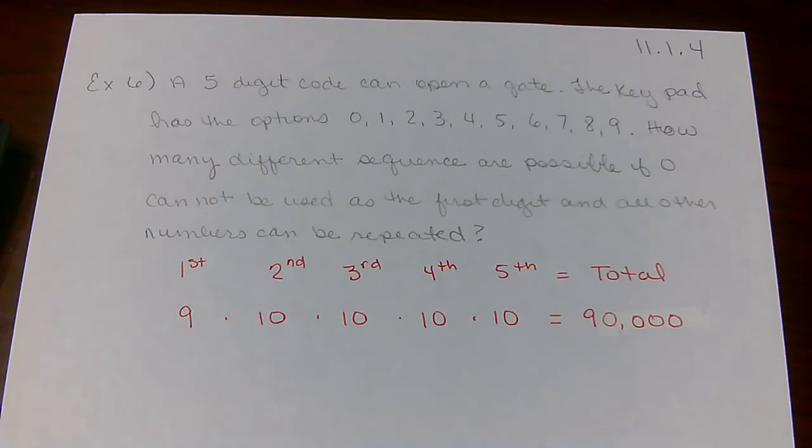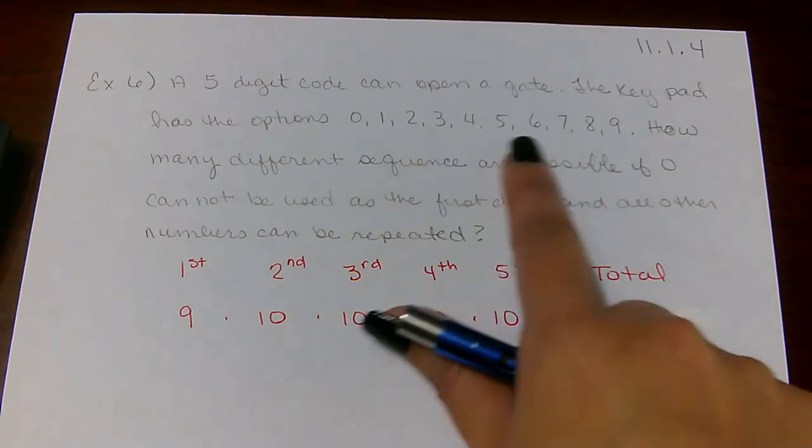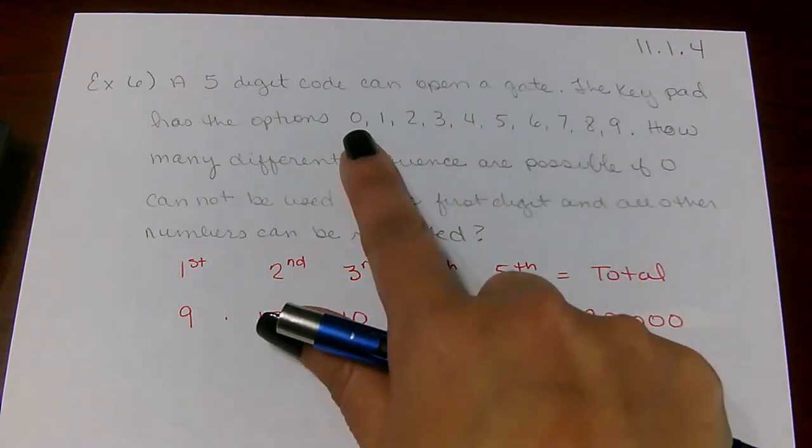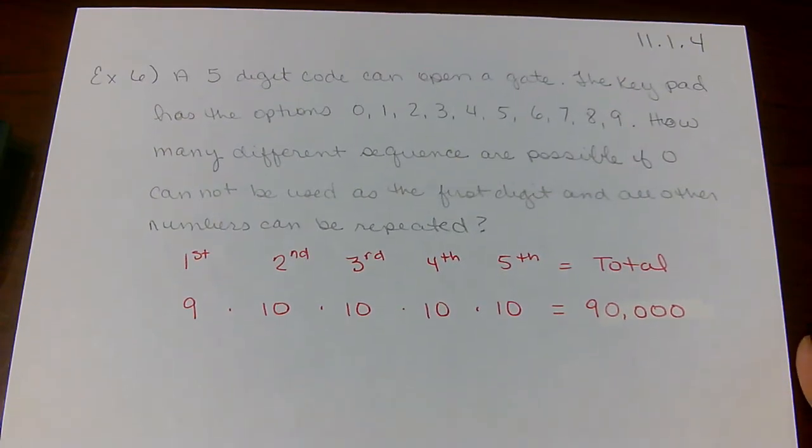Problem 6. A 5-digit code can open a gate. The keypad has the options of these 10 numbers, 1 through 9 plus the 0 makes 10. How many different sequences are possible if 0 cannot be used in the first digit and all the other numbers can be repeated?